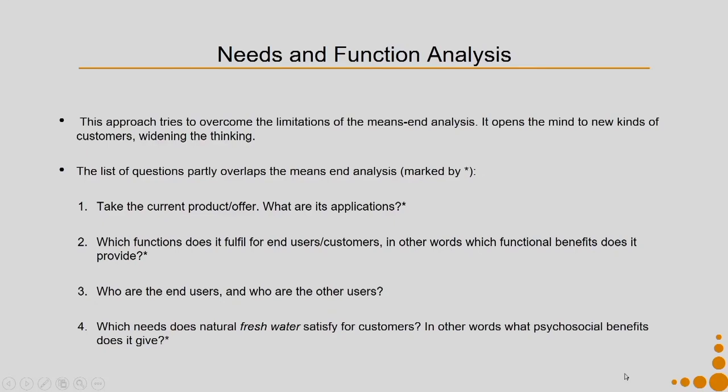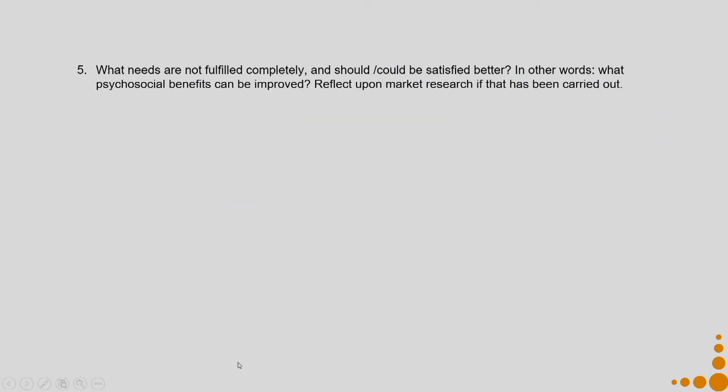Which needs does, so in this case, because I have fresh water, you will put whatever your project is in that particular location. So which needs does natural fresh water satisfy for customers? In other words, what psychosocial benefits does it give? What needs are not fulfilled completely and should or could be satisfied better? So this is a new question. This asks you to think of all those things which are not done already. So in other words, what psychosocial benefits can be improved?